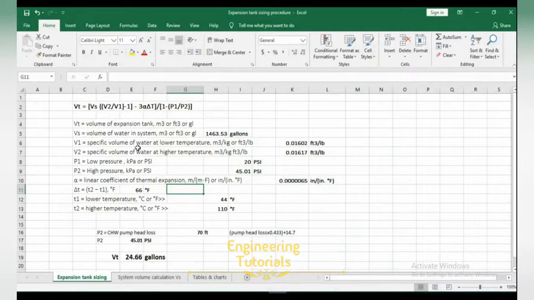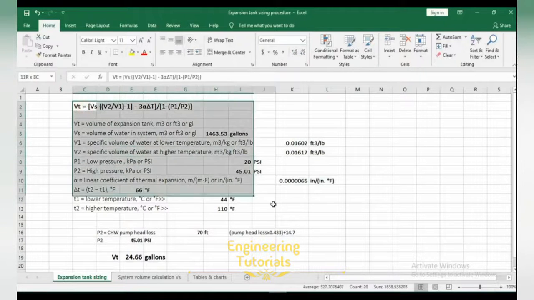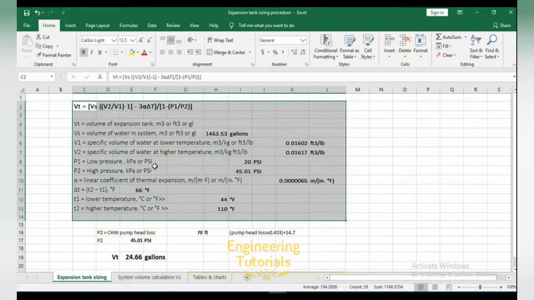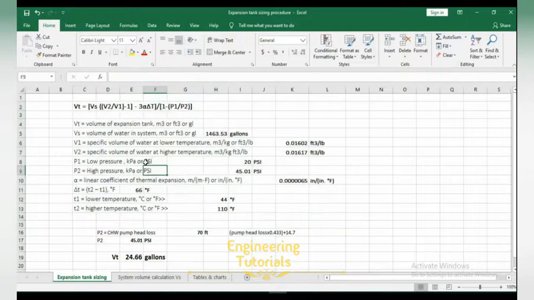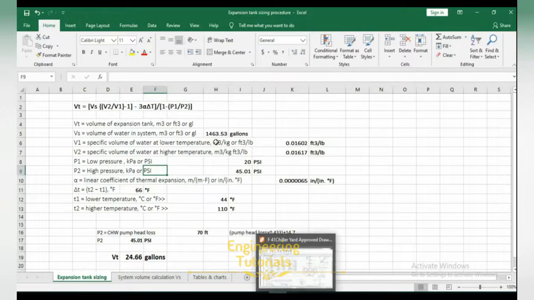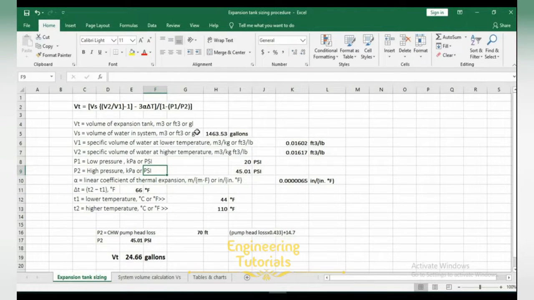Today I'm going to explain to you the expansion tank sizing procedure. Before starting the calculation, I want to explain what an expansion tank is and why we are using an expansion tank in our system. Expansion tanks are basically required in a closed loop heating or chilled water system to absorb the expanding fluid and limit the pressure within the heating or cooling system.